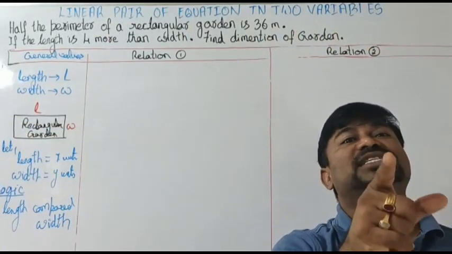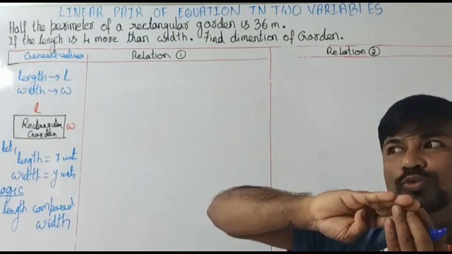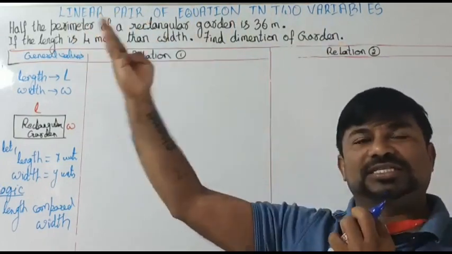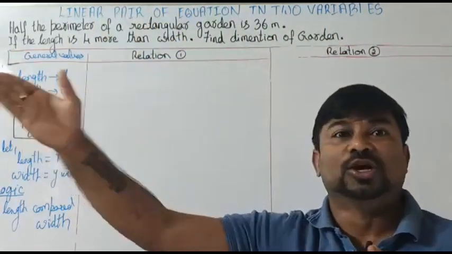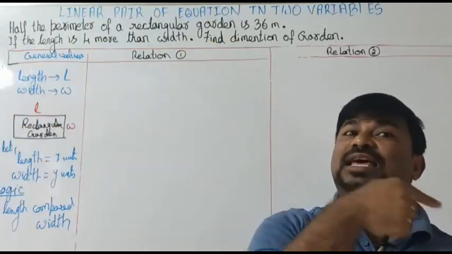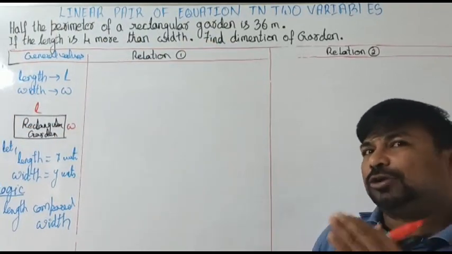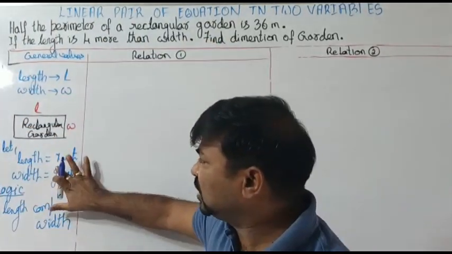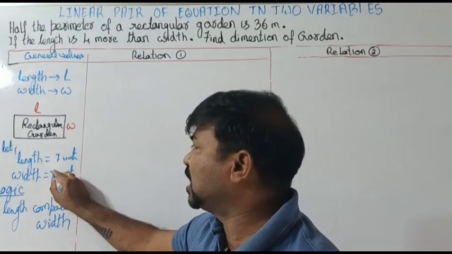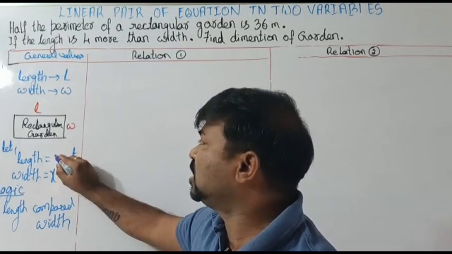There the sum becomes easy for you, right? To which it is compared, length is compared to the width, so take width as x and the length as y. Now let us go back to the corrections. Width, let us take it as x, and the length we are taking as y.